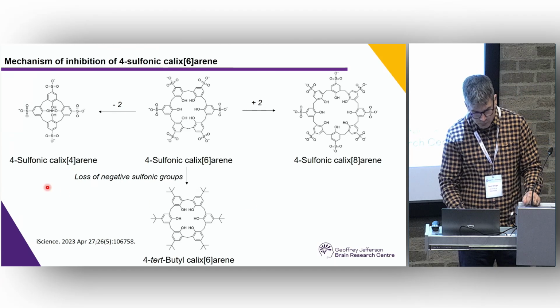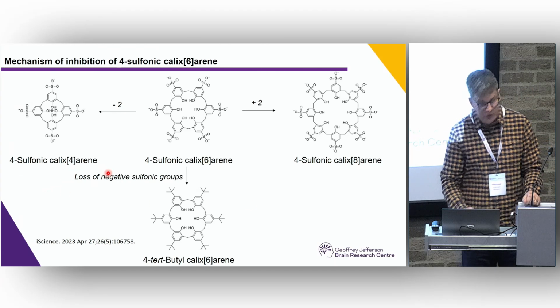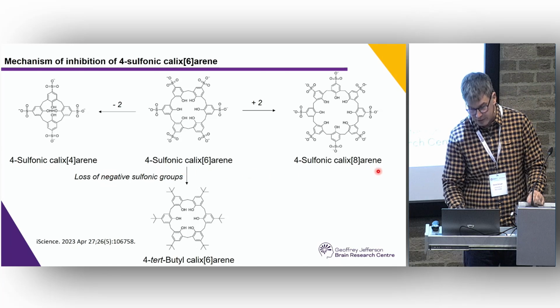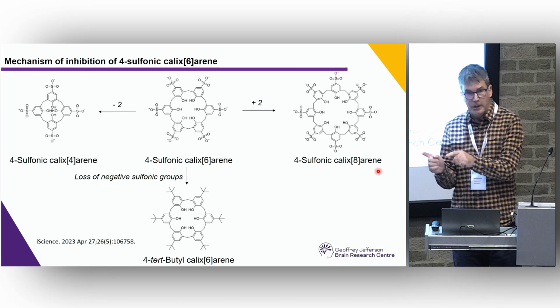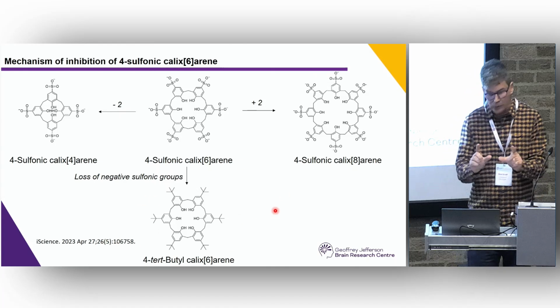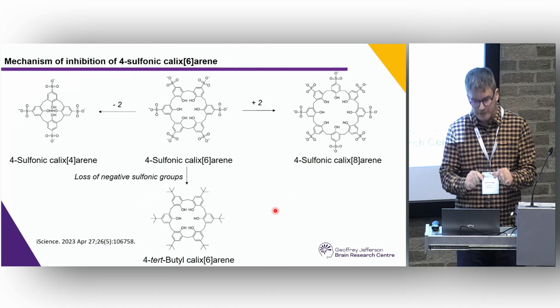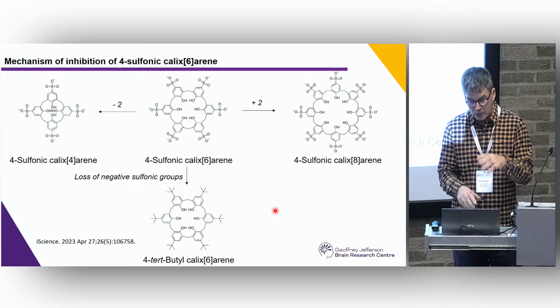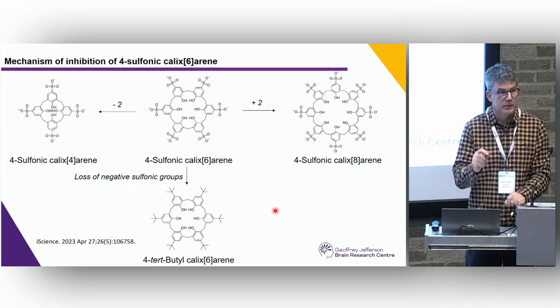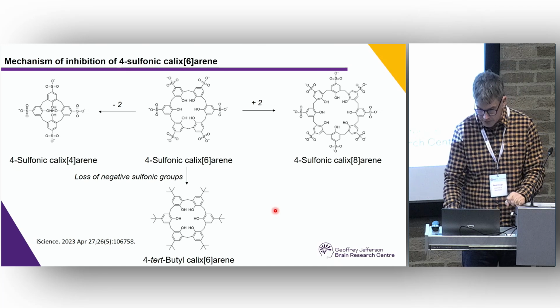Thinking that charge was important, we took a 4-sulfonic-calix-4-arene, which has two less negative charges, and we took the 4-sulfonic-calix-8-arene, which has two more negative charges. And then we also had an uncharged compound, the 4-tertiary butyl molecule, which has no charge. So we could really test this hypothesis. We were able to model this computationally, and the binding energy suggested certainly that charge was going to be important to the DNA binding site.